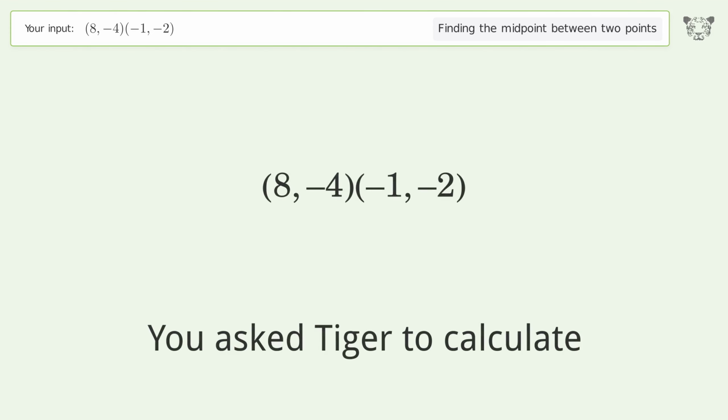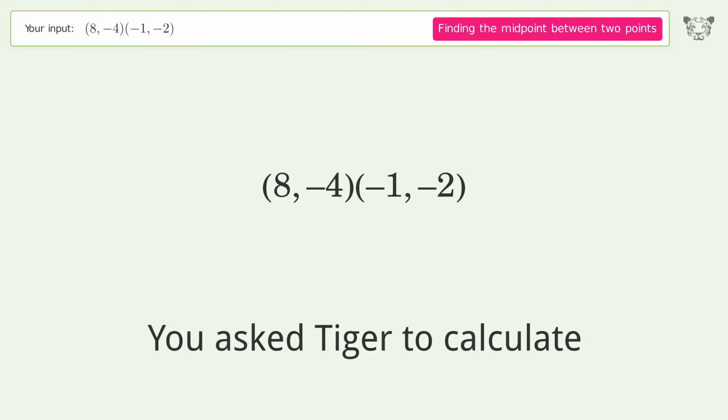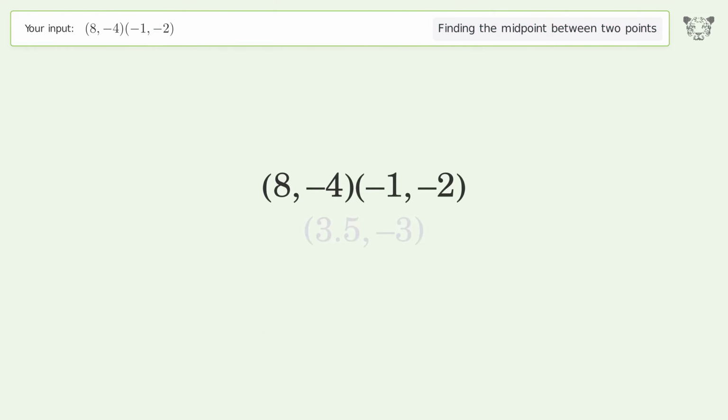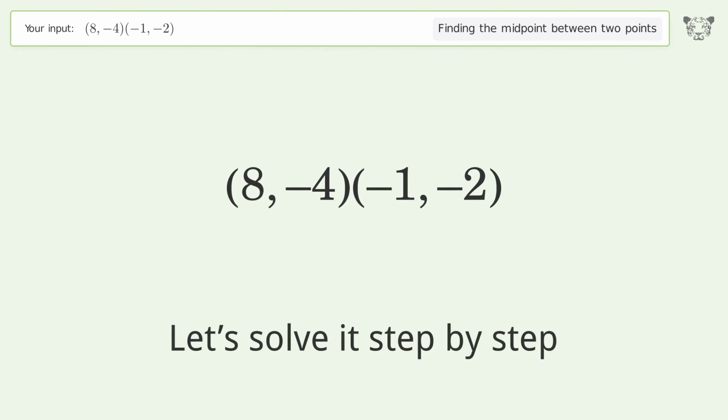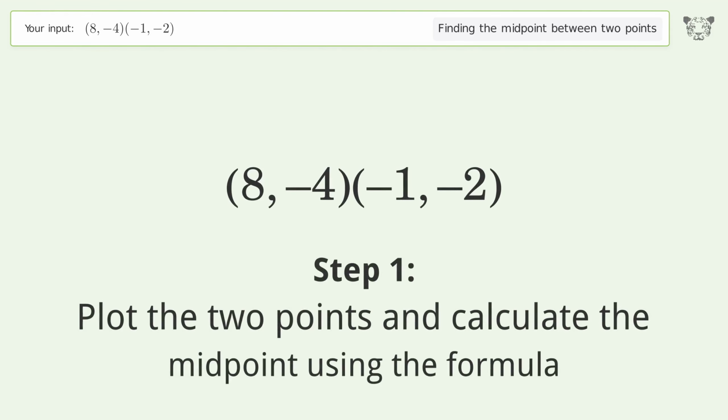You ask Tiger to calculate. This deals with finding the midpoint between 2 points. The midpoint between the 2 points is 3.5, -3. Let's solve it step by step. Plot the 2 points and calculate the midpoint using the formula.